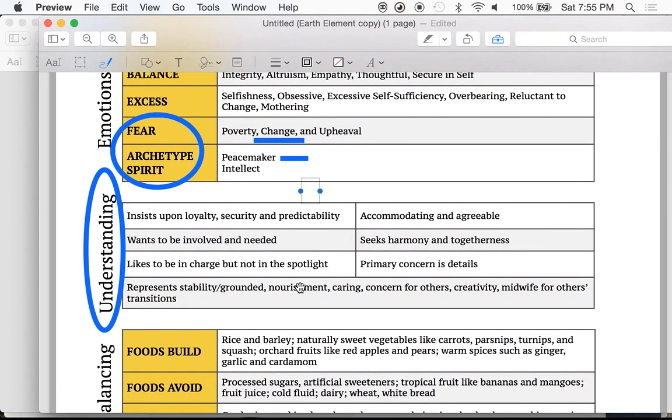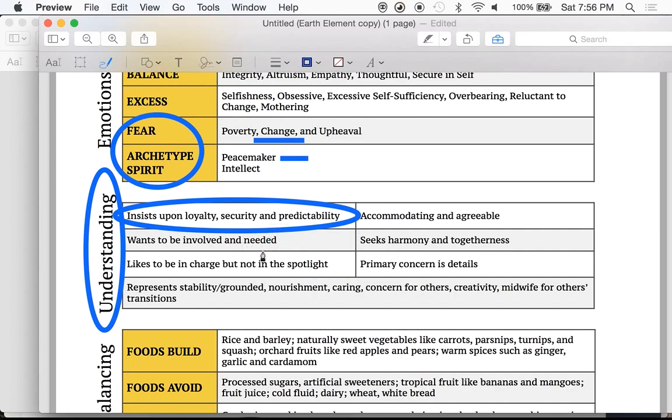Now as we scroll down further here, let's talk about the ways of understanding an earth element. Insist upon loyalty, security, and predictability. I've said this before, but go ahead and circle that one right there, because you just really want to be careful with that for your benefit and for theirs. As you have clients, understand that you need to be very loyal to their wishes and the things they ask you. That doesn't apply as much to a master herbalist, because you're always going to be loyal to requests made by clients.